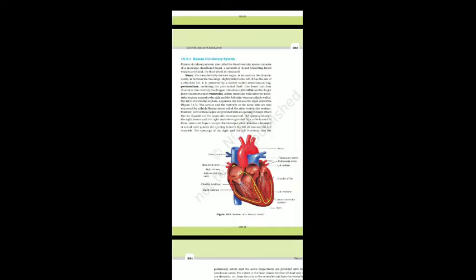Two separate circulatory pathways are present in these organisms, hence these animals have double circulation. Let us study the human circulatory system. 18.3.1 Human circulatory system. The human circulatory system, also called the blood vascular system, consists of a muscular chambered heart, a network of closed branching blood vessels, and blood.